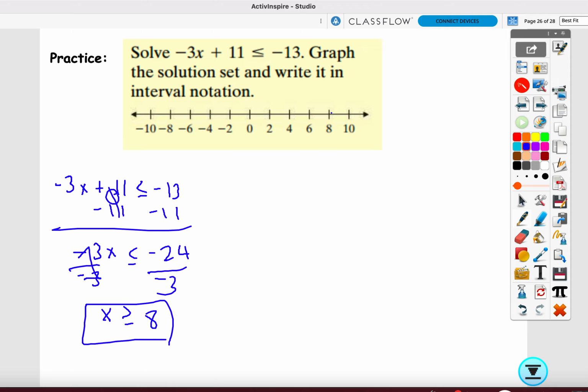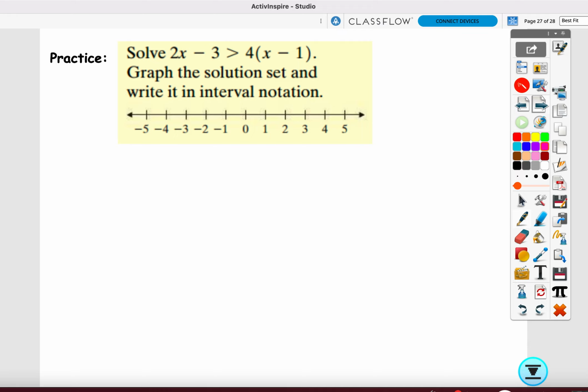So it's going to be starting at positive 8, and it's greater than, so it's going to be going to the right. So there's going to be a bracket. So it's bracket 8, comma, infinity. That looks very ugly because it looks very similar. Let me change it up. Let's try it again. So this will be bracket 8 to infinity. All right.